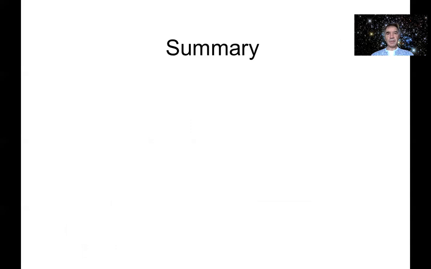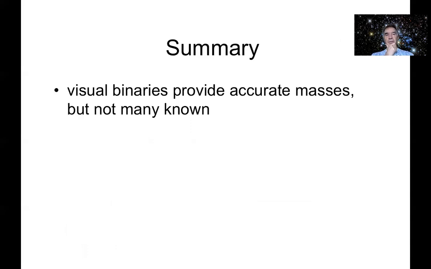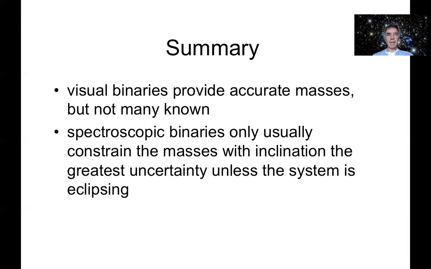Okay, so let's summarize the whole lecture. So visual binaries are the only things that really provide these accurate masses, to a few %. But as I mentioned, they need to be nearby, and so there aren't that many of them known. There are many, many more spectroscopic binaries known, okay? Because all you need is the spectrum. You don't have to resolve the 2 stars. Often you don't get the accurate masses because you can only just constrain the masses because we don't know the inclination. Now, there is an exception, which I'm just mentioning here.